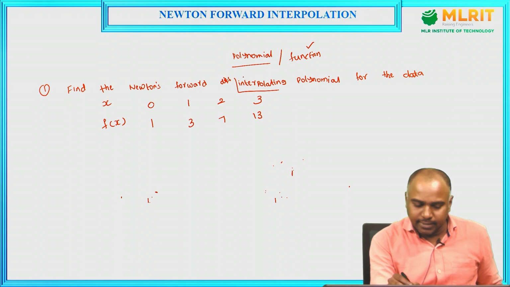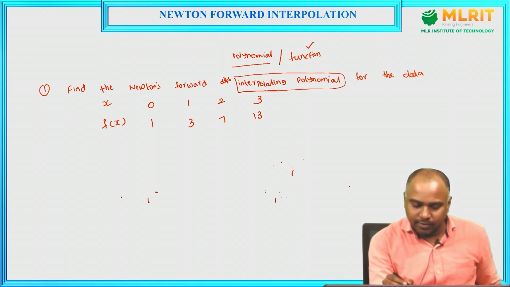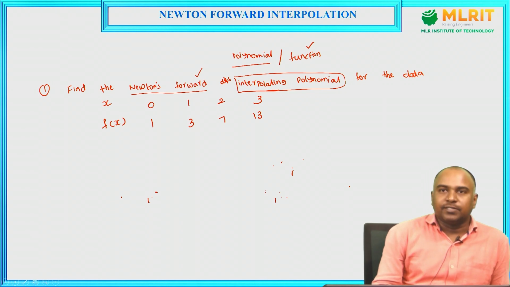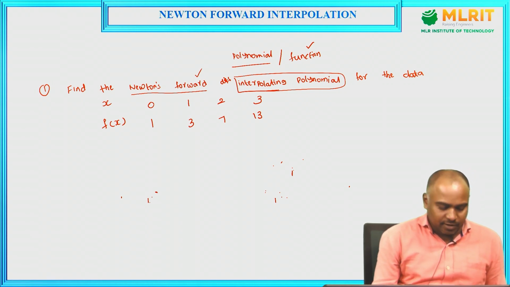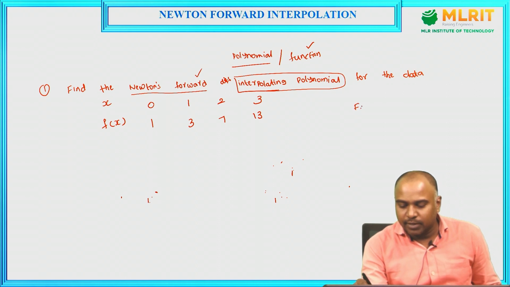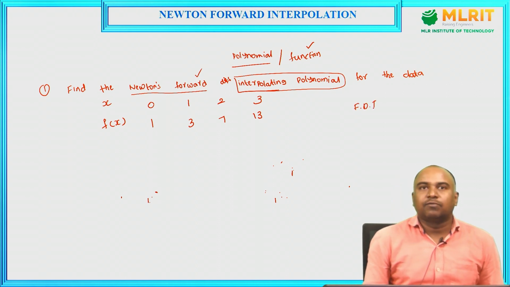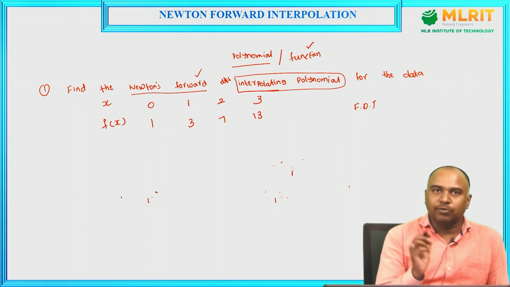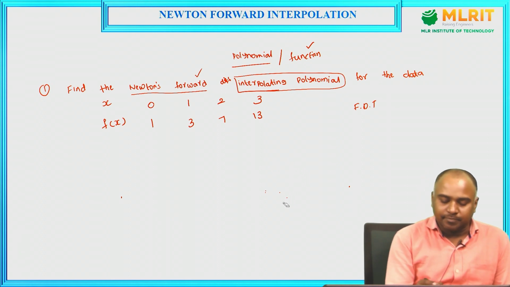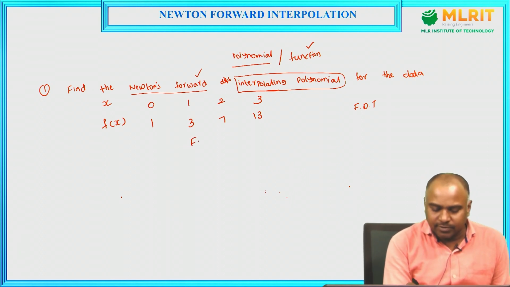Look at the interpolating polynomial we are going to find using Newton forward differences, or the Newton forward interpolation formula. First we need to construct the forward difference table. After constructing the forward difference table, we substitute into the formula so that we get that particular result. So we construct the forward differences table.